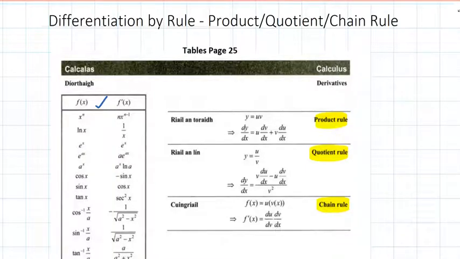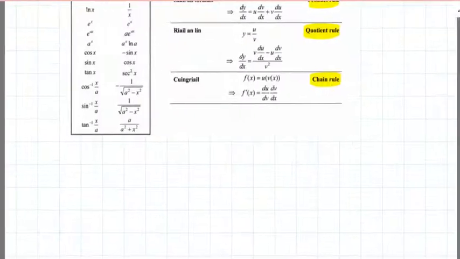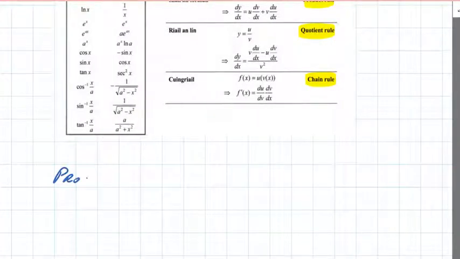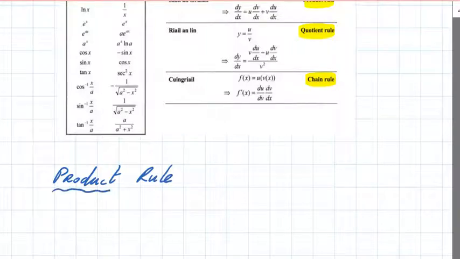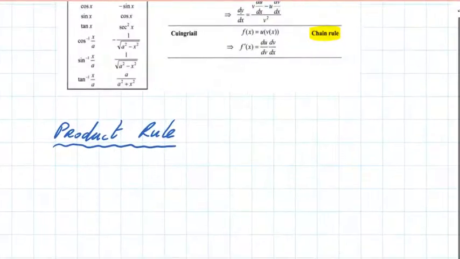And there's a formula given here. There's no proof required. You just have to be able to use this formula, know when to use it. So we'll take some examples. So the product rule. So you use this rule when there are two things multiplied together, or a product. So for examples.